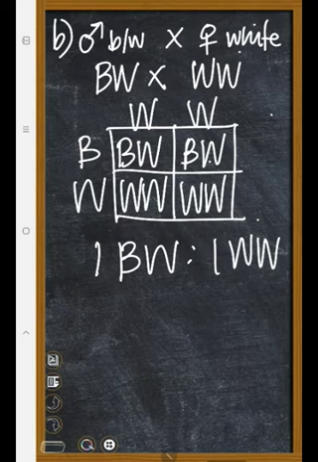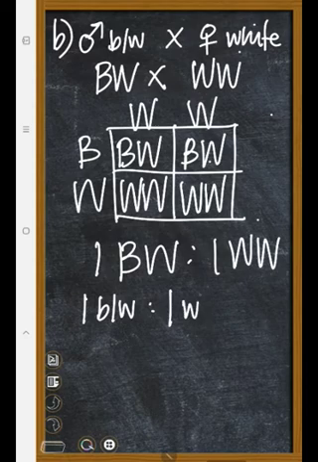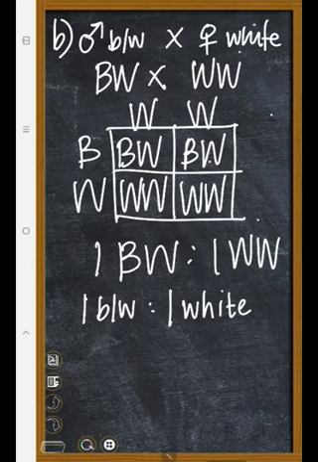In terms of phenotypes, that would be 1 black and white offspring is to 1 white offspring. So, yan yung sagot natin. We have the genotypic ratio of 1/2 BW, 1/2 WW. And then we get the same phenotypic ratio because we have a distinct phenotype for the heterozygous individual, which is a combination of both traits, right? So, 1 black and white offspring is to 1 white offspring. So, that's it for practice problem number 2.